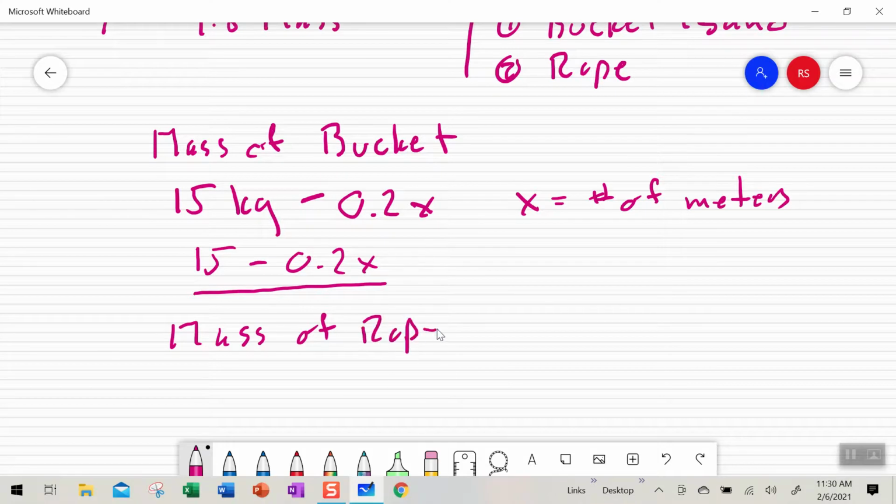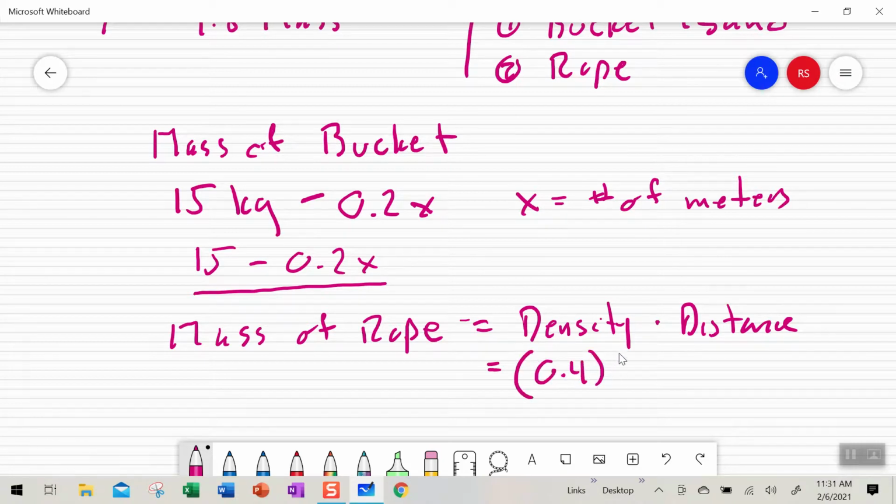Well, the mass of the rope is not given to us, but its density is. Remember that mass is equal to density times the distance. The density is given to us as 0.4, so that would be 0.4 times the distance, which is 25 meters, and that is equal to 10.